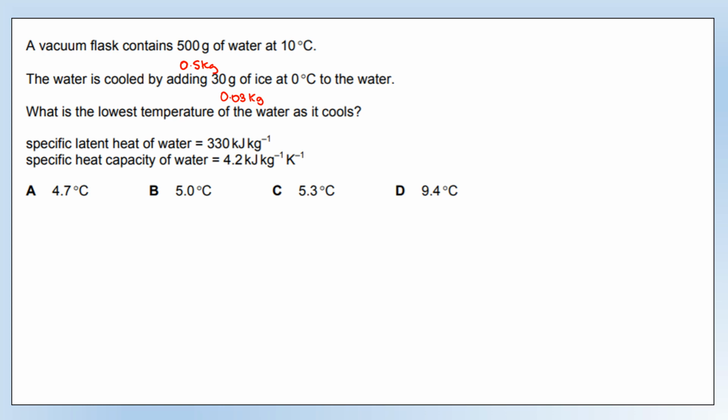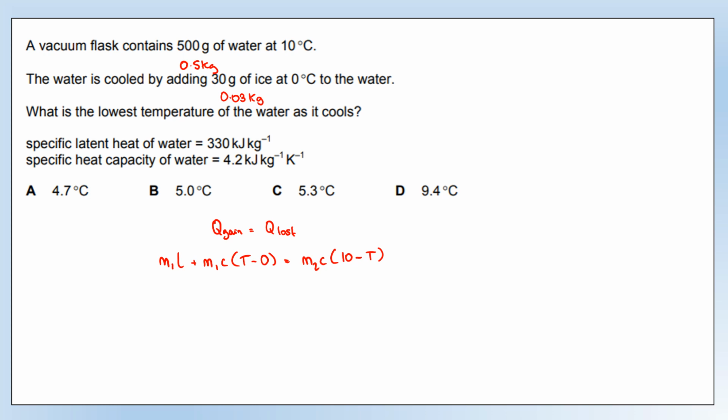So we've got the specific latent heat of water and the specific heat capacity of water. The general principle here is that the thermal energy gained by the ice is going to be equal to the thermal energy lost by the water. That's what conservation of energy tells us. The energy gained by the ice is in two forms. We've got the energy to actually melt it, plus the energy to raise its temperature to its final temperature, which I'm going to call T, and it starts at 0.